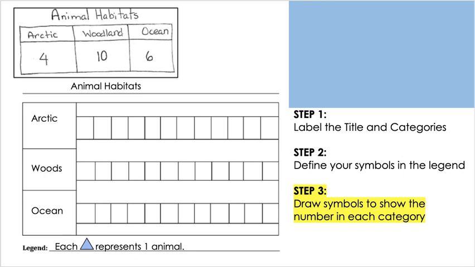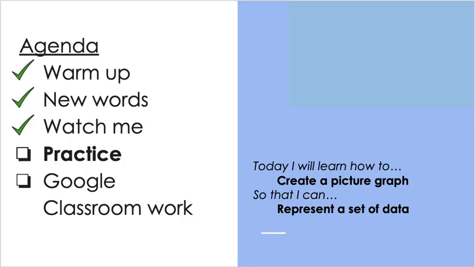So now I'm going to use my symbol triangles to show the number in each category. So I'm going to look up at my table. My table has 4 in the Arctic, so I'm going to use 4 triangles, just like that. Now if I look at the woods, I see 10 woodland animals, so that means I'm going to put in how many triangles? 10 for those 10 animals. Next, I'm going to do ocean animals. We had 6 ocean animals, so that means I'm going to put 6 triangles, and I'm all done. So that is making a picture graph from a table.